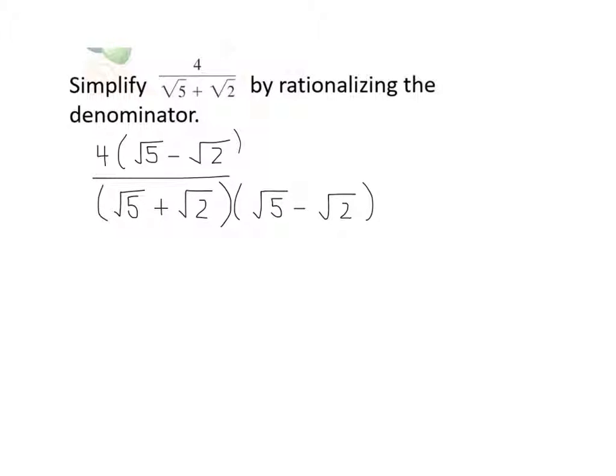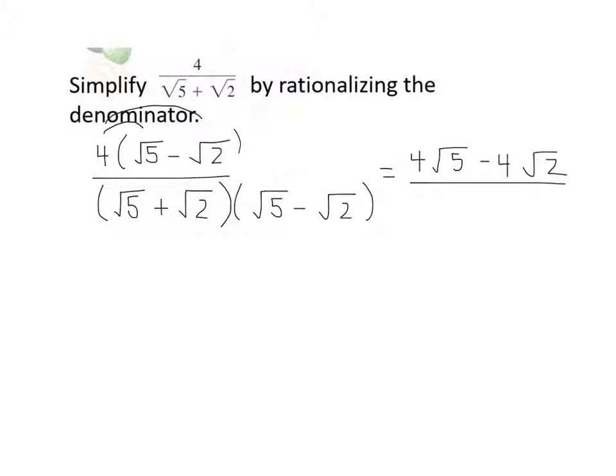So now my paper boy has to deliver papers to 2 households on top. So on top, 4 root 5, or 4 times root 5, is just going to be 4 root 5. And then when the paper boy 4 delivers to the second household, negative square root 2, I'm going to get minus 4 root 2.